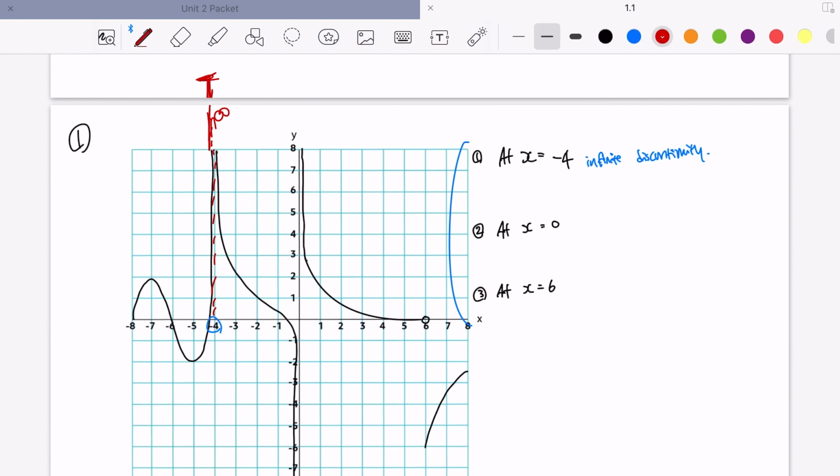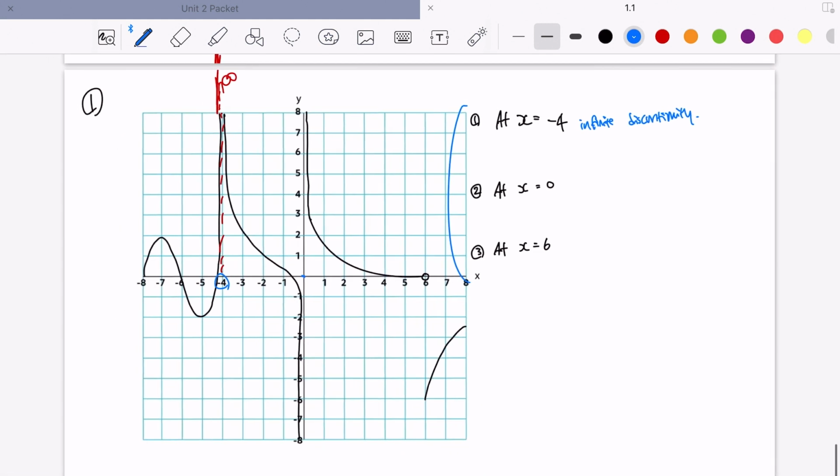And then number 2, at x equals 0, here we can see that the function is not touching each other, but going in opposite directions. So at this point, we can see that there's a vertical asymptote, which also turns out that it has infinite discontinuity.